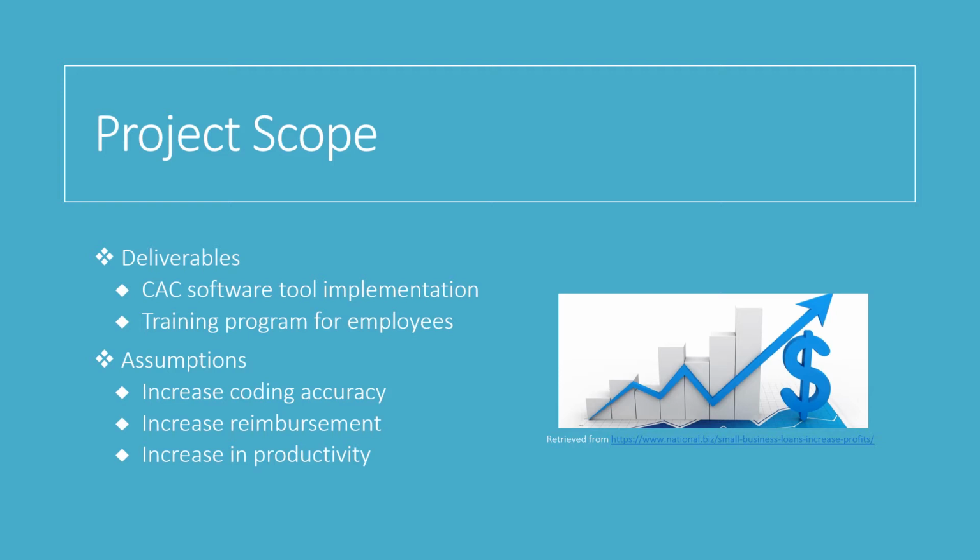With the adoption of the CAC system, we assume that coding accuracy will improve, which will in turn increase reimbursement. Coders will be billing claims out more quickly as their tasks have been reduced to scanning automated codes. Because we're billing more claims in a day, we will get paid faster.